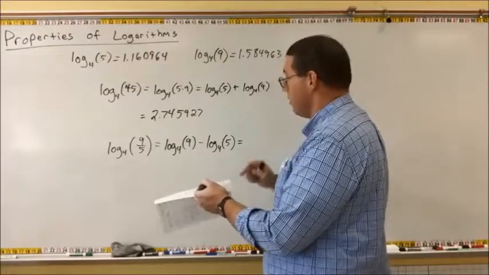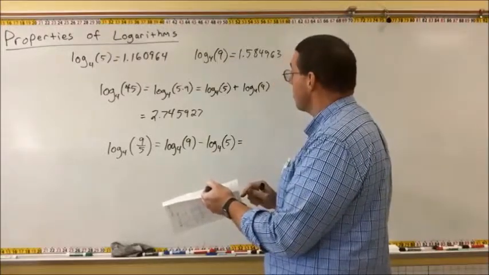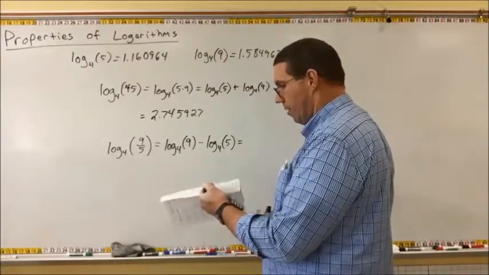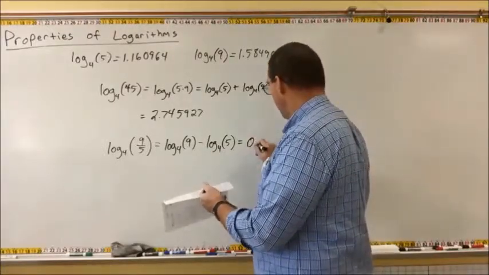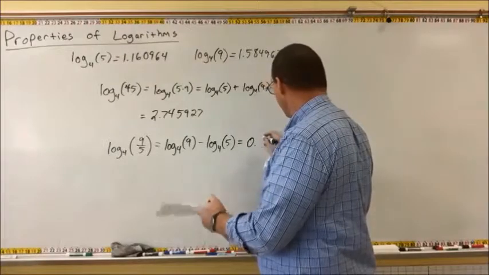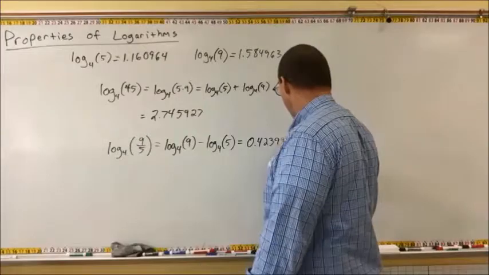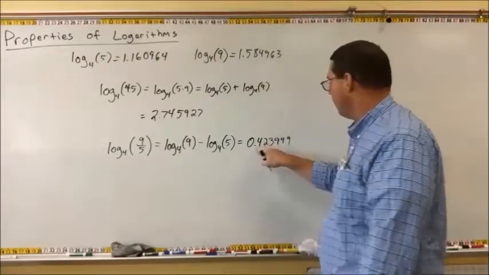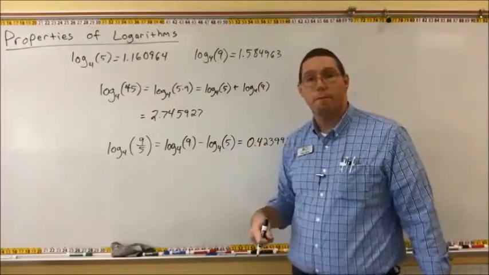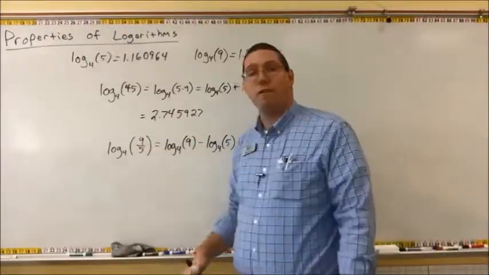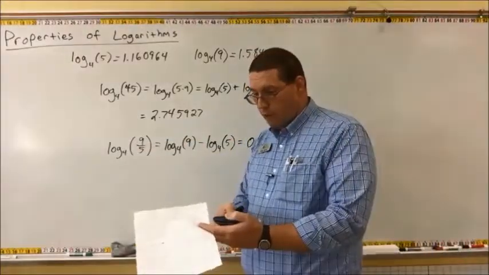So this number minus this number, 1.584963 minus 1.160964. Press enter and we get 0.439999. We could round this to 0.424 if we wanted to. Okay? But that is the answer to log base 4 of 9 over 5. All right? Okay, let's try another one.